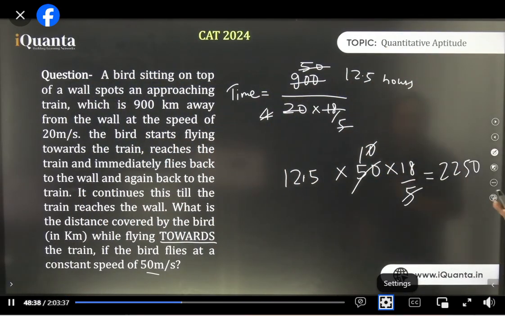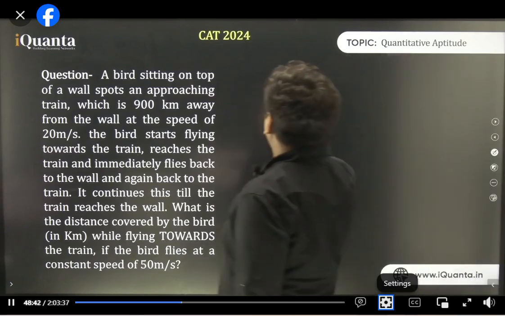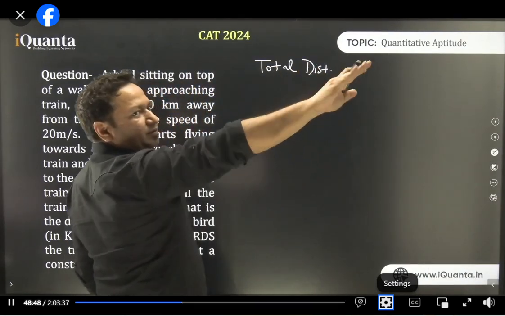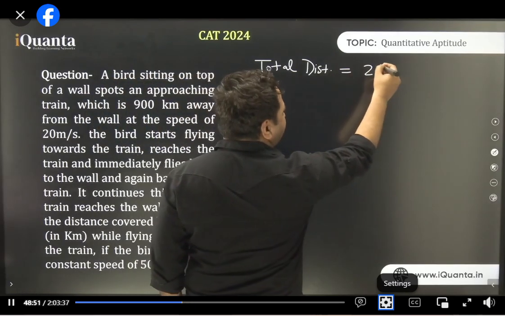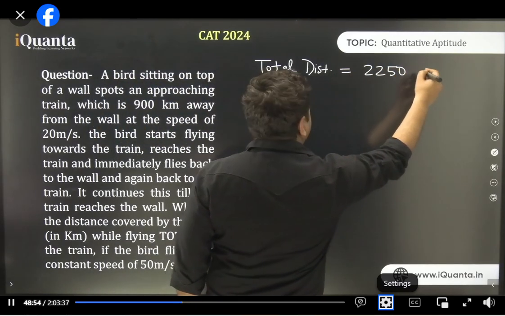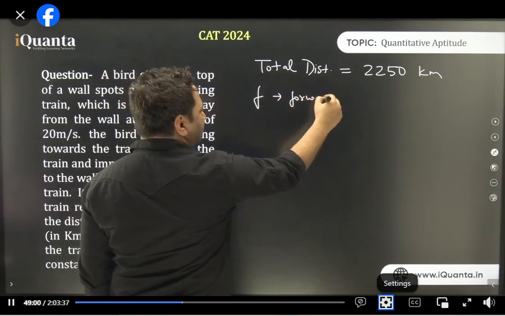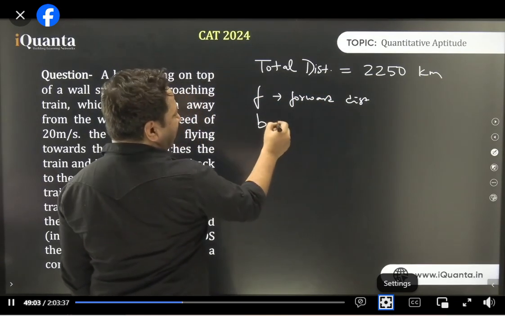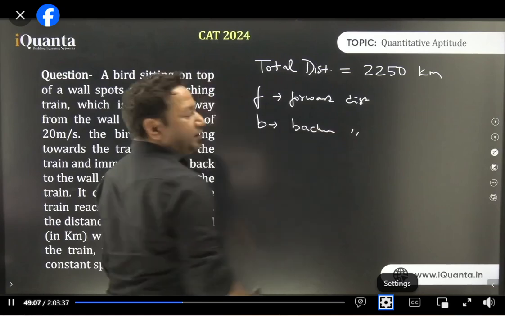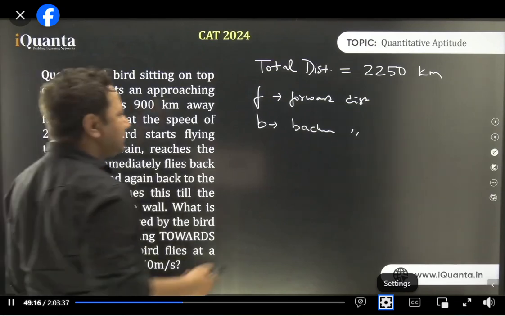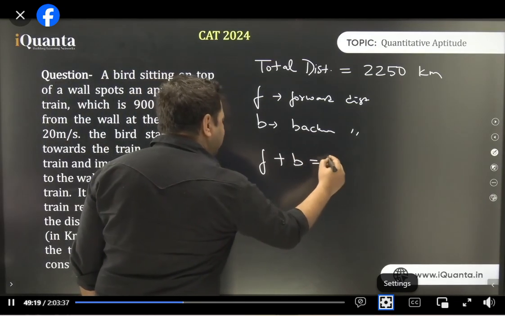So, by the way, there's one thing that we're sure of: the total distance traveled by the bird, be it in the forward or the backward direction, is for sure 2250 kilometers. That is something we are sure of. So let us assume that f is the forward distance and b is the backward distance. Total distance is 2250, so can I say that f plus b is 2250?